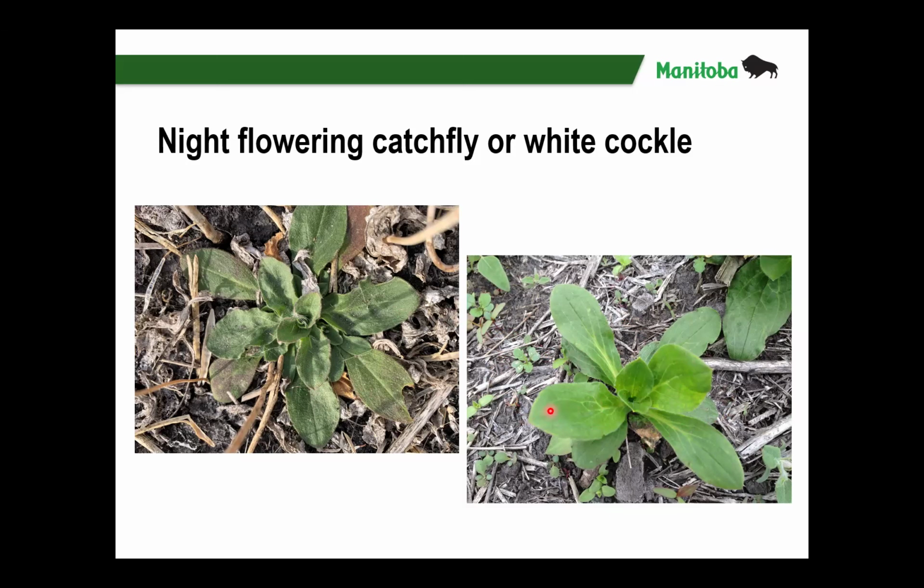Those aren't nearly as prevalent across the province, but we do see a lot of night flower and catch fly up north. I saw a lot more white cockle than night flower and catch fly. But again, these are in that pink family or that carnation family, and anything with fluorasulum, any product that contains that molecule, usually works really well on these, but you have to get at these pretty early.